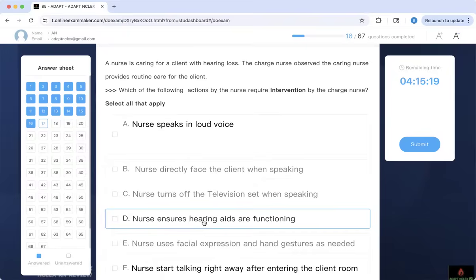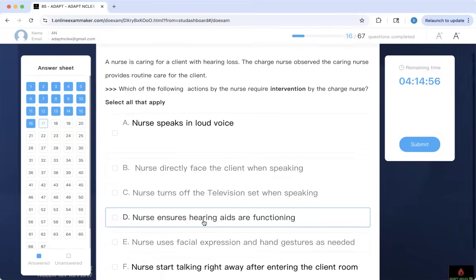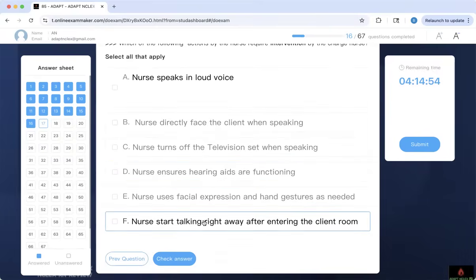And next is what? Caring for a client with hearing loss. Patient has hearing loss. The charge nurse observed the caring nurse provide routine care. Which of the following actions by the nurse requires intervention by the charge nurse? Patient has hearing loss. That means he can't hear properly. And then the charge nurse is observing the regular nurse seeing this patient. What is going on?